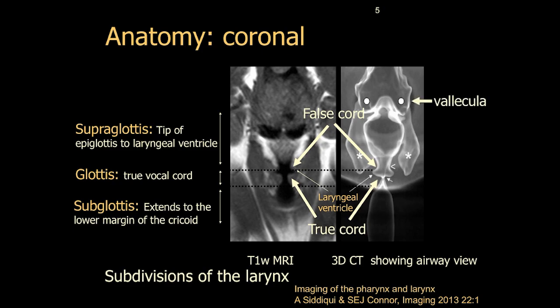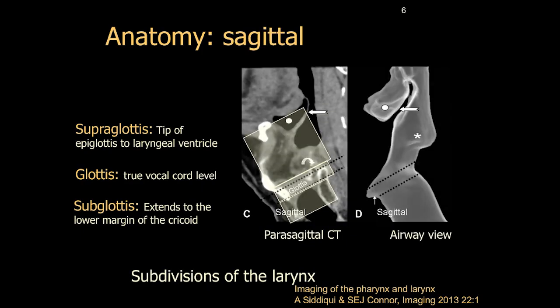Higher up on the airway view, you can also see the air-filled valleculae at the top in the region of the tongue base. And infralateral to these, you can see the piriform fossae, which are parts of the hypopharynx on either side of the supraglottic larynx. Coming to the sagittal images, you have the same anatomic landmarks which define the supraglottis, glottis, and subglottis. You can see the free part of the epiglottis marked by the arrow projecting into the pharynx, and in front of that you have the base of tongue and the vallecula marked by the dot.